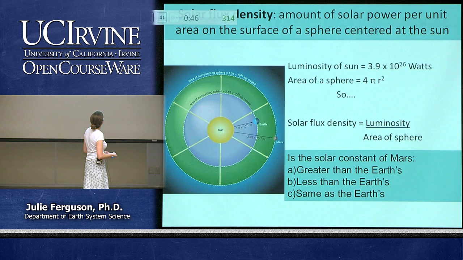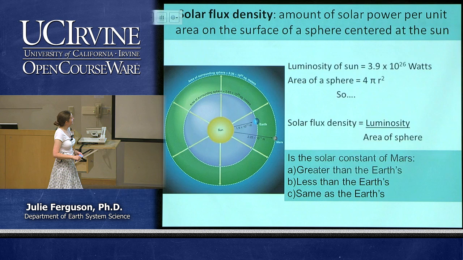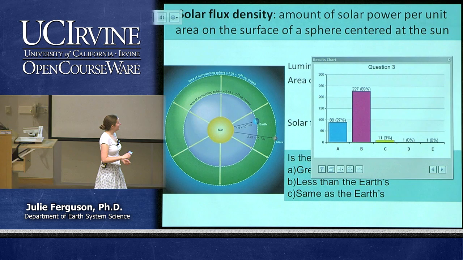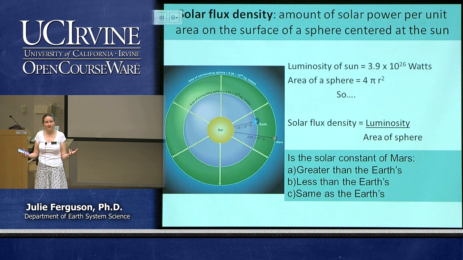Okay, a few more seconds for the last votes. Okay. So, 69, pretty good, even better than last time. So yeah, you are right, it's less than the Earth. So let's think about why that is. First of all, logically, Mars is further away from the sun. Do you think it gets more radiation than us or less radiation than us? Less, okay. So now let's use the math to prove that.